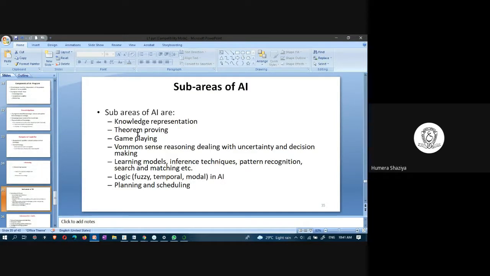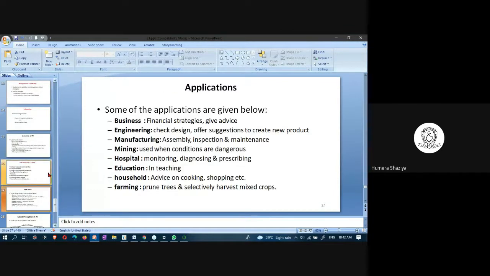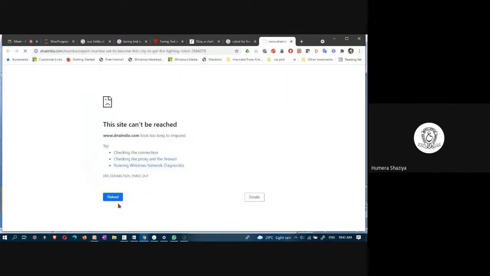Sub areas: we know knowledge representation, theorem proving, game playing, learning, logic, planning, scheduling, natural language understanding, computer vision, understanding spoken utterances, tutoring system, robotics, machine translation, expert system, neural networks. All these are the sub areas of AI.